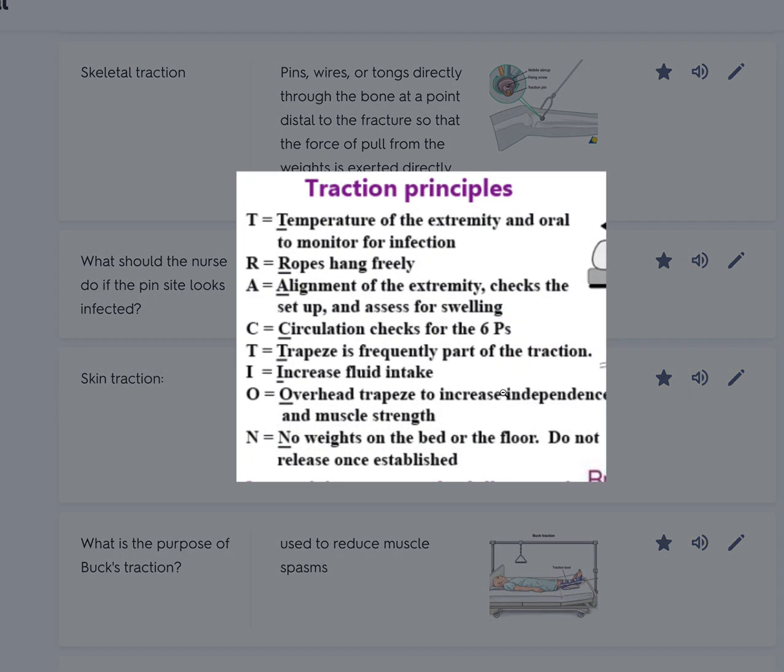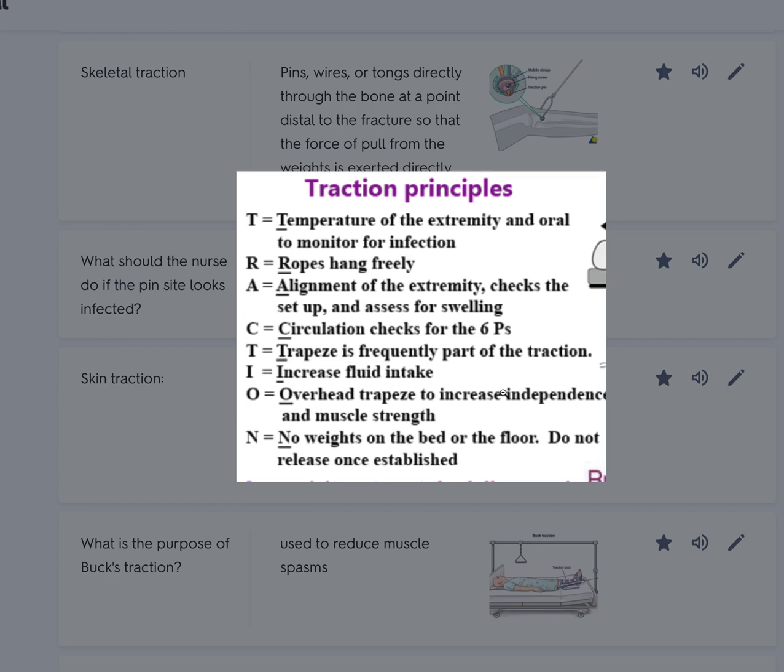Now, some of the nursing implications about traction. First of all, you're going to check the patient's temperature frequently if they have skeletal traction, right? Because you're worried about osteomyelitis, which is a bone infection. All right. You're going to check the ropes. You want the ropes to hang freely, and you want to make sure they don't have knots in them. The alignment of the extremity you want to maintain. Check the setup and assess for swelling.